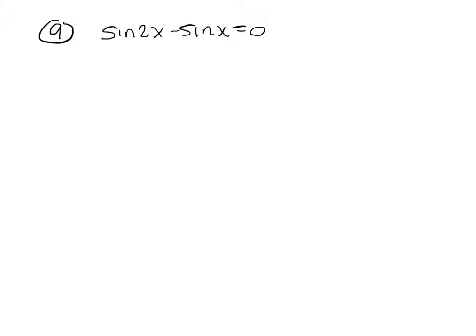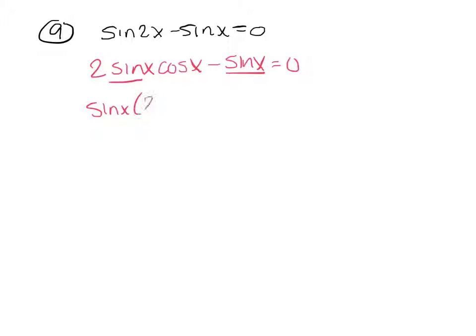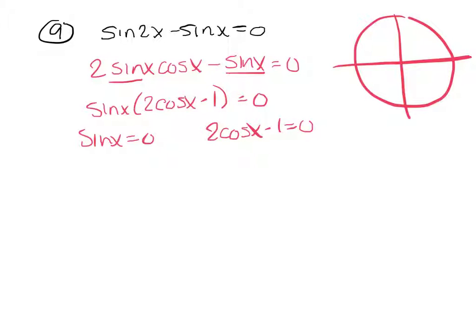Okay, number 9, we're supposed to solve for x. So the sine of 2x, we can replace that with the formula. So we have 2 sine x cosine x, and then we still have minus sine of x equals 0. Now you'll notice they both have a sine of x, so I'll factor out a sine of x. So I get 2 cosine x minus 1 equals 0. I'm going to set each one of those equal to 0 and solve. Now sine of x equals 0. Sine is the y value, so it's going to equal 0 at 2 spots. So x will equal 0 and pi.